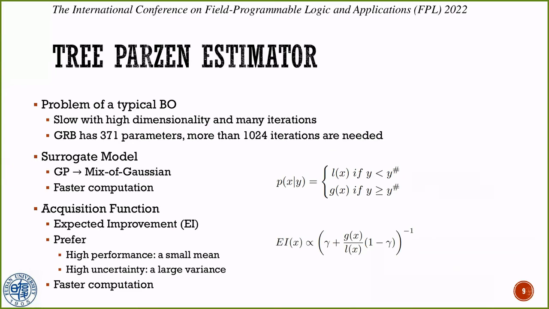However, typical Bayesian optimization has a problem. It is slow with high dimensionality and many iterations. Unfortunately, our GRB model has 371 parameters, and so we need more than 1,000 iterations to get a good result. The tree-structured Parzen estimator method tries to substitute the Gaussian process with a mix of Gaussian models, and finally it gets an acquisition function that is more efficient, and so it achieves faster computation than a typical Bayesian optimization.